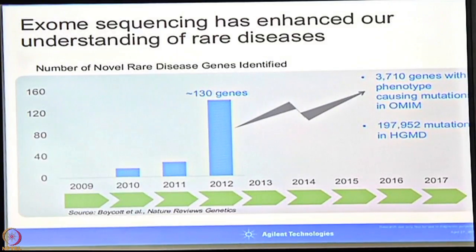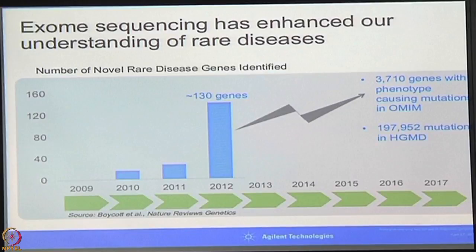So right now, if you look at rare disease, in 2012, when the exome panel had just started, it was only 130 genes. Now in 2017, more than 200K mutations are known for rare disease. Basically, this is because of the advancement of the exome panels.